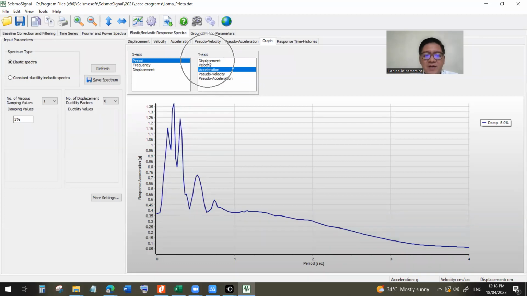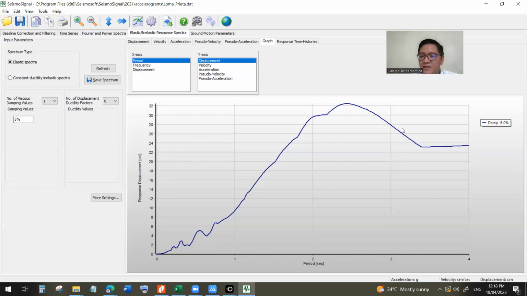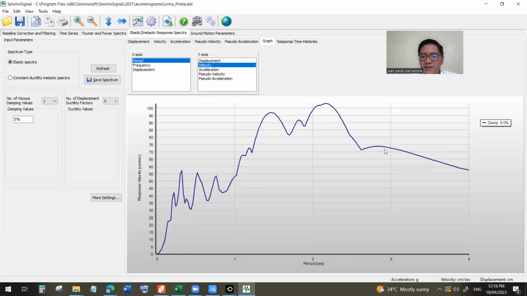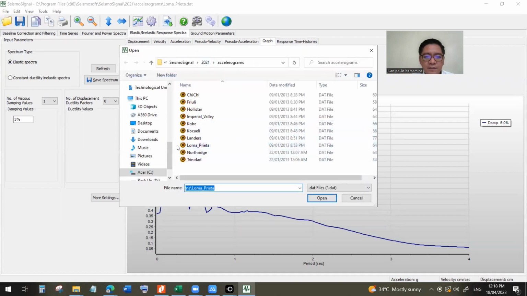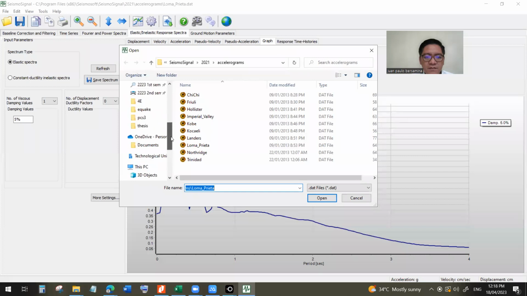You want to get the displacement, same trend, no? Habang tumataas yung period and structure, lumalaki din yung displacement. For the velocity, acceleration, ito. So ito yung earthquake to. Yung Loma Prieta, umabot ng 1.35 G. I think meron din ako dito ng yung Pampanga earthquake yan.